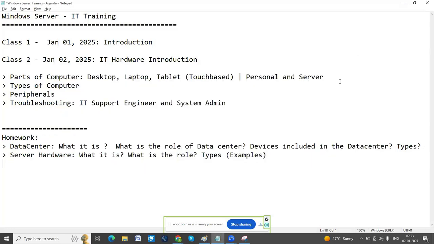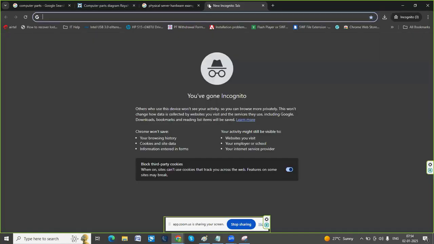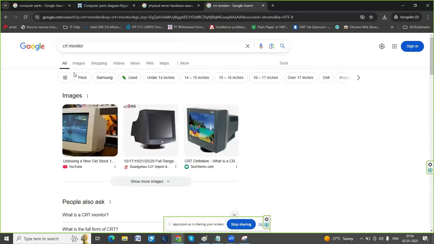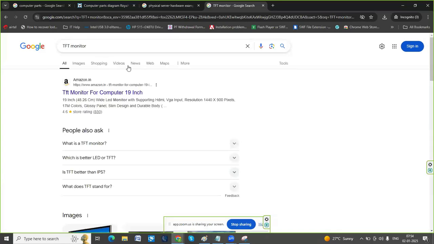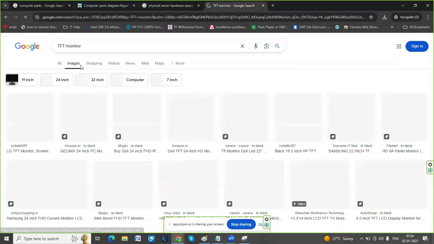Now the third part is personal and on-premises infrastructure servers. Now types of computer, again same, like desktop, laptop. Earlier what we were using, you can Google it, so many old computers are there, like the tower model, or a CRT monitor, like an olden TV. This is a CRT monitor. Nowadays we have flat screens. Flat screen means TFT monitor. This is a TFT flat monitor.